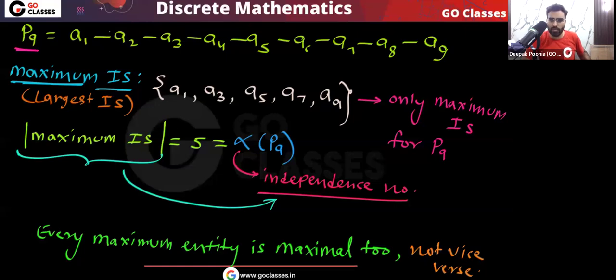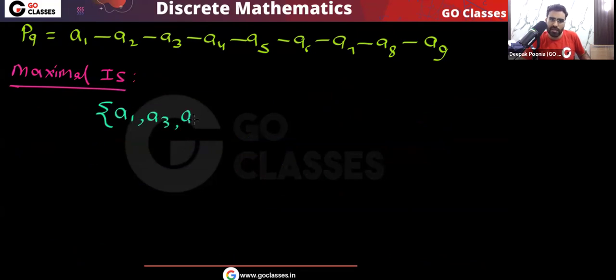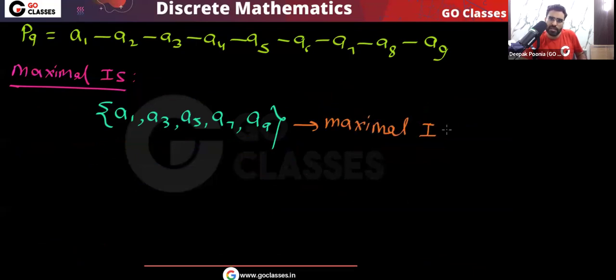Now let's find some more maximal independent sets. So now our focus will be on maximal independent sets. Already we have found one maximal independent set because every maximum independent set is also maximal. So I can say that a1, a3, a5, a7, a9 was maximal. This is maximum also, this is maximal also. So yes, this is a maximal independent set. Now do we have another maximal independent set? Let's see if we have.